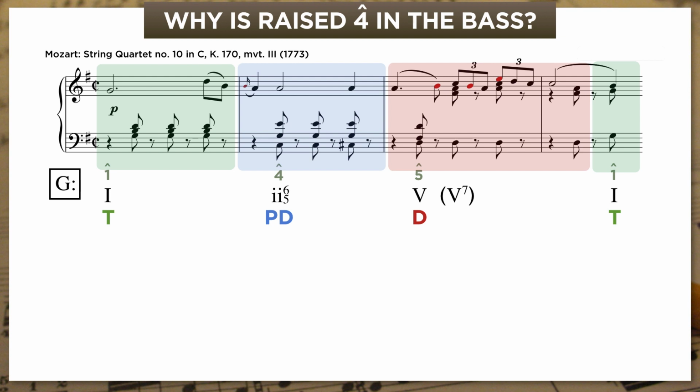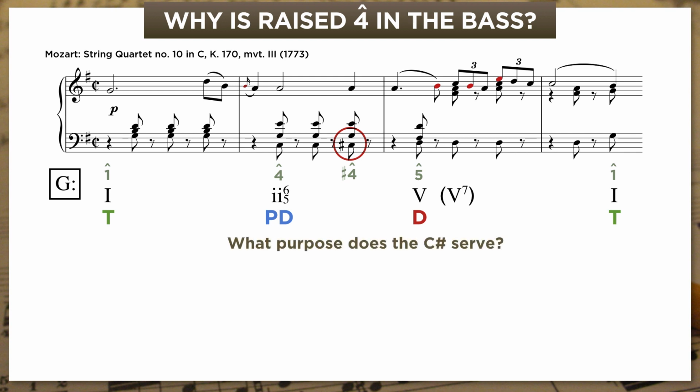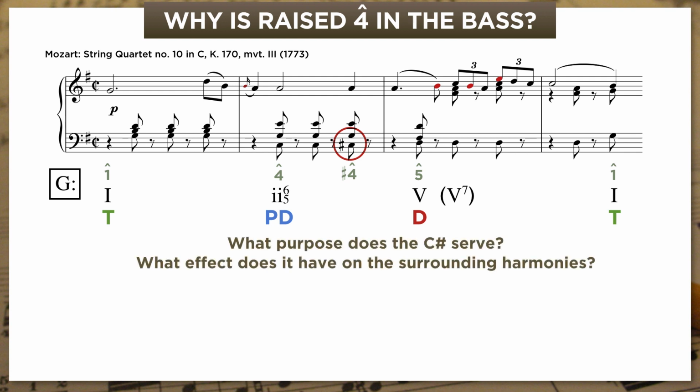But there's also a chromatic note here, C sharp in the bass, which is raised scale degree 4. Now when we listen, I want you to focus on that note. Why do you think it's there? What purpose does it seem to serve? Or what effect does it have on the surrounding harmonies?